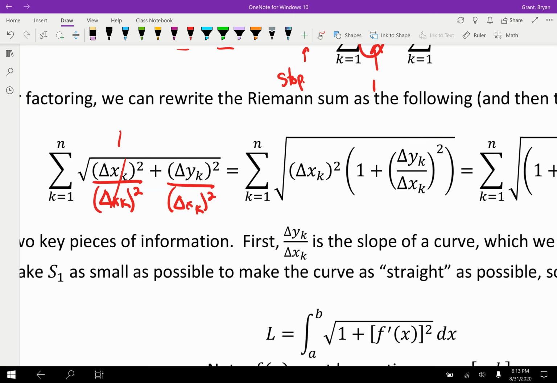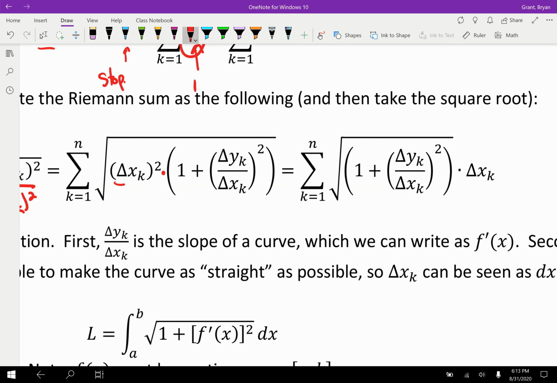From here, can we simplify further? Well, notice that we have two terms multiplying, and whenever you have two terms multiplying, you can distribute the square root. So maybe that gives us the square root of the first piece and the square root of the second piece. The square root of delta x sub k squared, well, in this case, the square root cancels the square. And if you're like, what do you mean in this case? Well, really the square root of x squared is not x. The square root of x squared is the absolute value of x. But as long as your x's are positive and delta x is going to be positive, it's a distance, then we can say it's equal to just x.